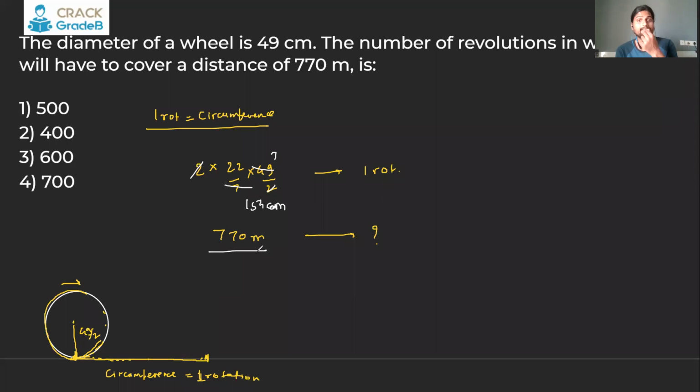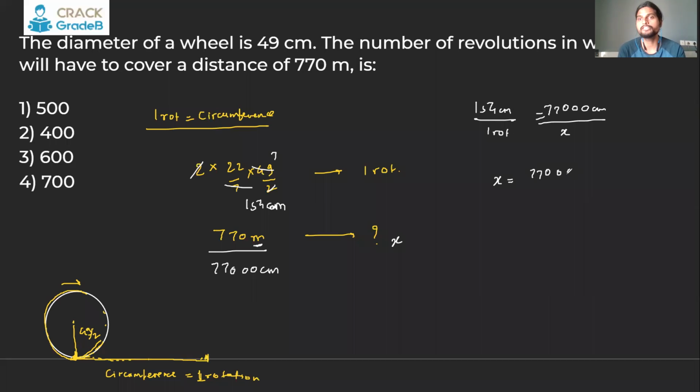So 770 will be traveled in how many rotations? But this time it is in meters. So 770 meters means 77000 centimeter. It is simple mathematics. You can do cross multiplication, or make the ratio: for 154 centimeter there is one rotation, so for 77000 centimeter, how many rotations? So x is equal to 77000 upon 154. This is 77's 2 times, so 1000 upon 2, it makes it 500. So there will be 500 rotations required. The answer will be option number 1. Easy.